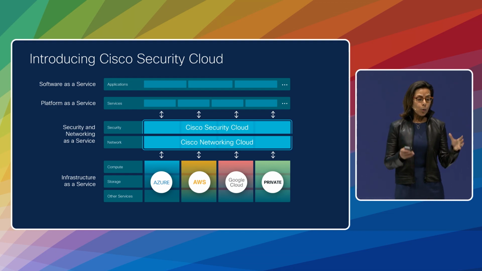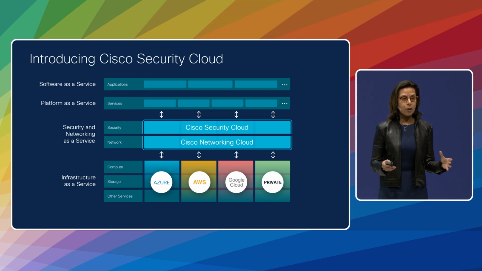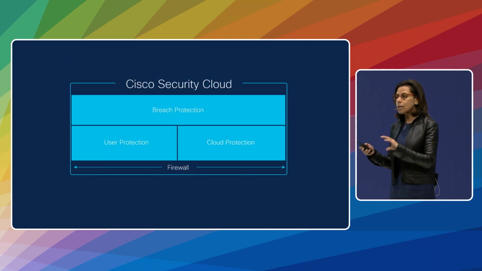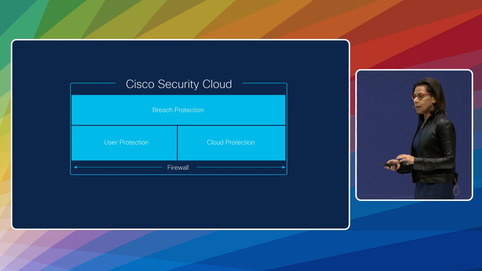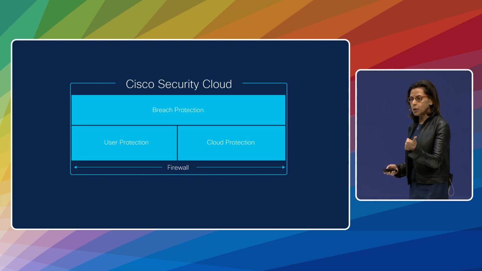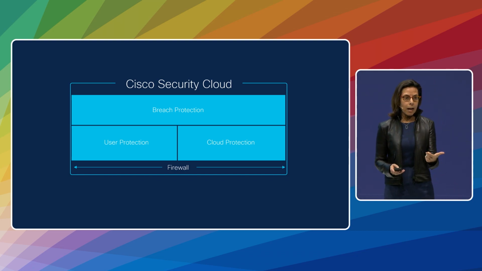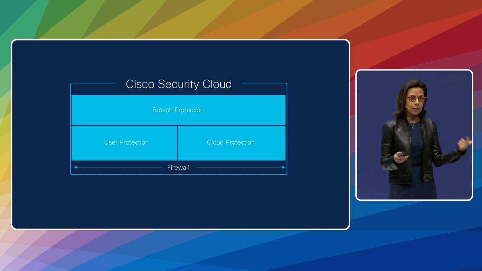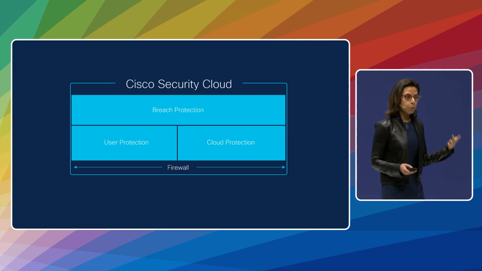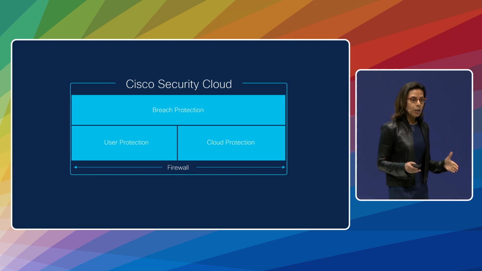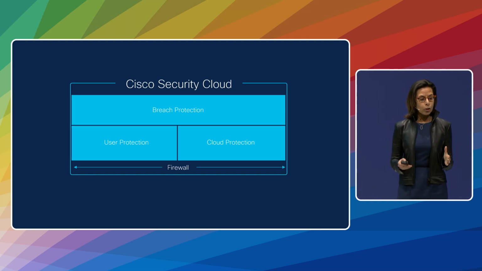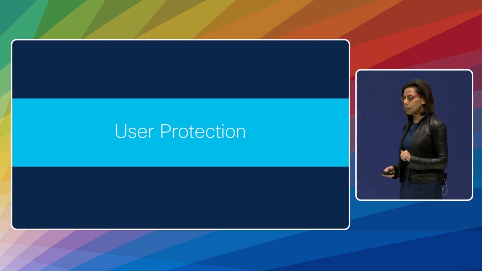All right, so when you look at the Cisco Security Cloud and you explode it, there are three major components to this. It's about protecting the user. It's about protecting cloud environments and your applications that live in all of these, and then breach protection. I'm going to very quickly get into all three of these for you, starting with user protection.